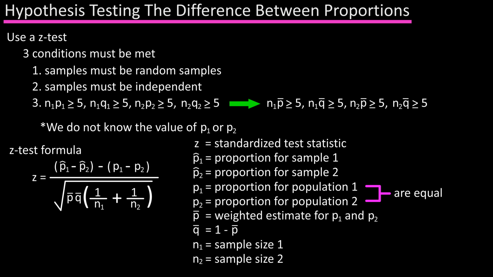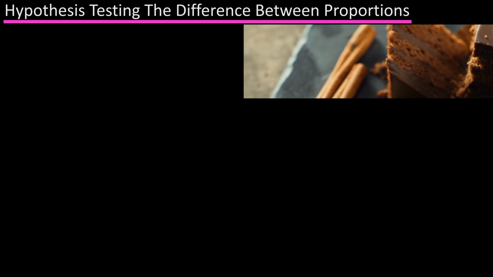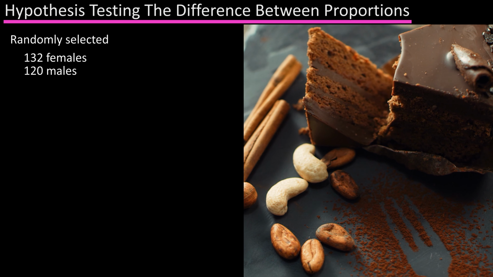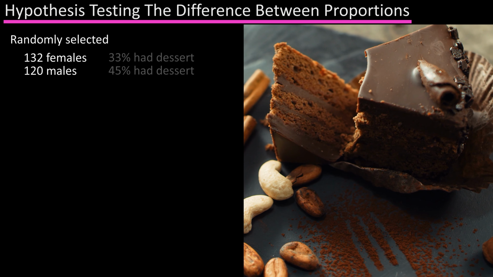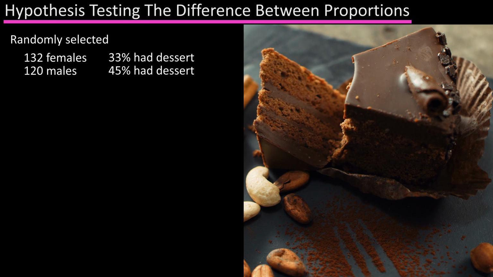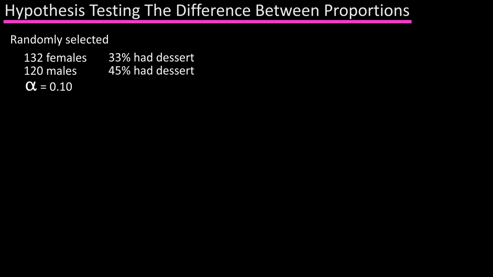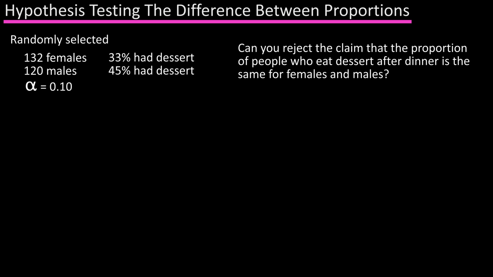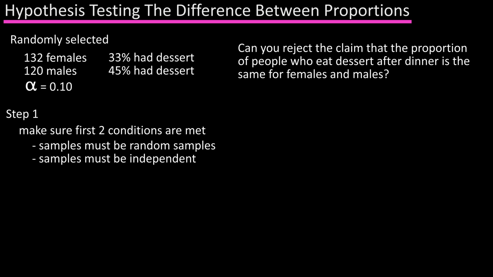Alright, let's go through a full example, step by step. A recent study of 132 randomly selected females and 120 males showed 33% of females and 45% of males had a dessert after dinner. At a level of significance of 0.10, can you reject the claim that the proportion of people who eat dessert after dinner is the same for females and males? Step 1 is to make sure the first two conditions are met, and it is a random sample, and the samples are independent, females and males.